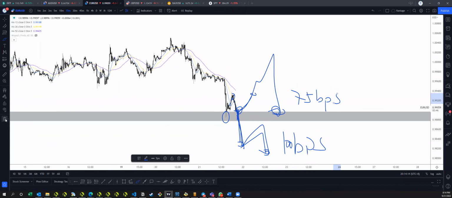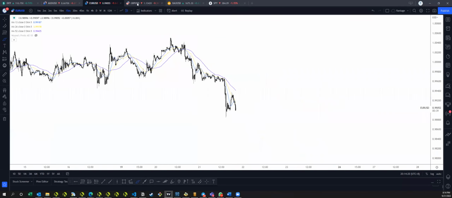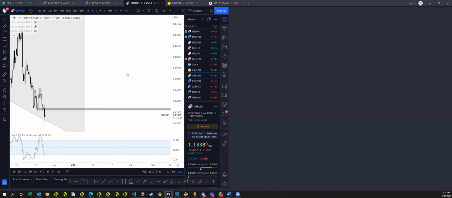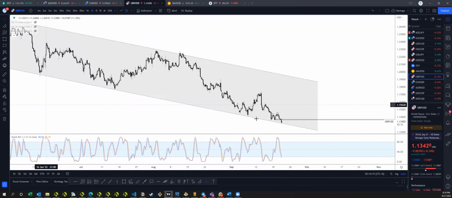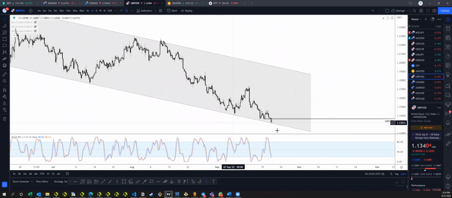So this is for euro dollar. So I think it will be similar for every other currency that's paired with dollar. We can go through pound dollar a little bit as well. Pound dollar is a bit more interesting because of the way that it has already touched this lower end of the channel. So we might see a bounce if it's a 75 basis point increase.